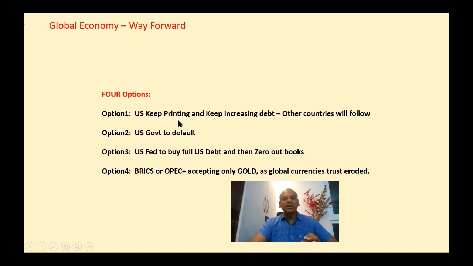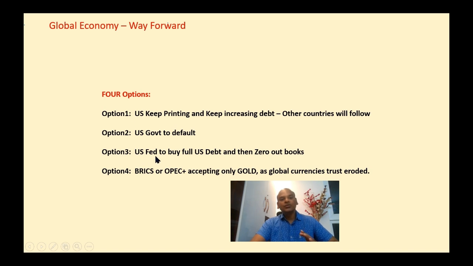One is the US keeps on printing money, keeps on increasing the way it has been doing since 2020, and then other countries will follow the same thing, and debts will keep on ballooning. Already there is $320 trillion of debt globally, and there is not enough gold to actually cover that. So the debt is a bubble; it is going to keep on increasing. That is one option. The second option is the US government defaults and says, hey guys, I can't pay you now. The US dollar and treasury bonds are gone, right?